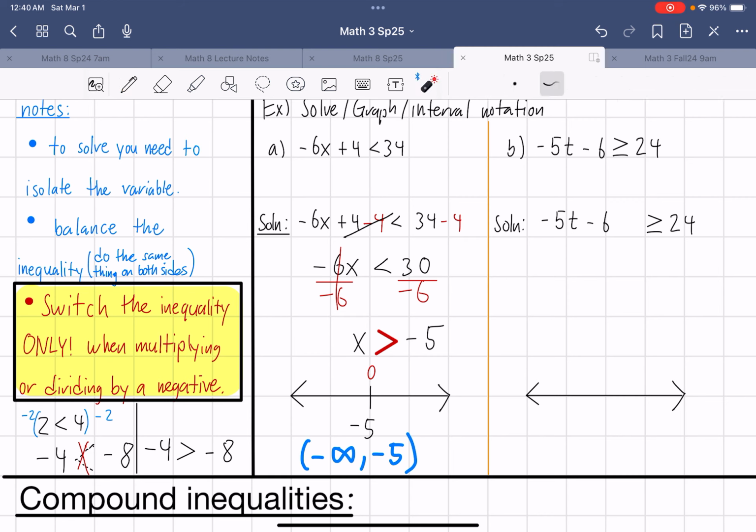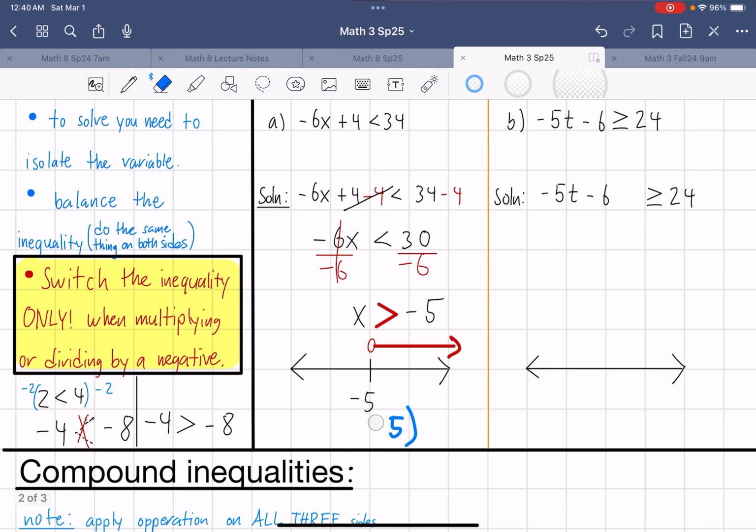Now, something that's still true, -5 is still not part of my solution. But now my graph is different because all the numbers that can be x have to be bigger than -5. And those are any numbers to the right of -5. So if I look at this interval, I need to restart it as well because it's on the left side. So starting from -5 and going to positive infinity.